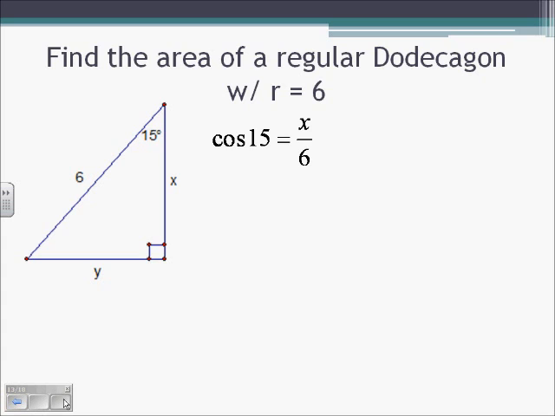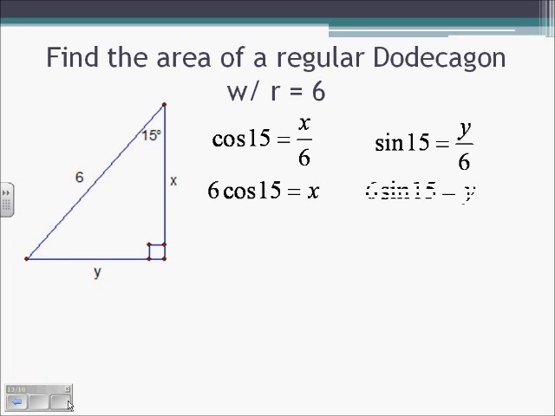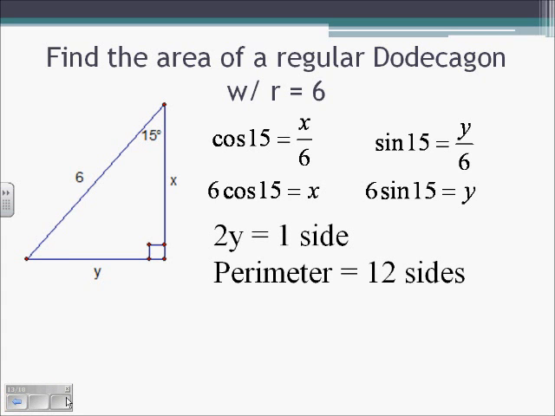We know our apothem, which is x, is going to equal 6 times the cosine of 15. We use that same idea to find y. We know the sine of 15 is going to equal y over 6. Multiply both sides by 6. Y is going to equal 6 times the sine of 15, but we know that y is just half of one of our sides. So we need to multiply that by 2, and we have 12 sides, so our perimeter is going to be, again, that multiplied by 12. So each side is going to be 12 sine of 15, and since we have 12 sides, we can multiply that by 12 to get our perimeter of 144 times the sine of 15.